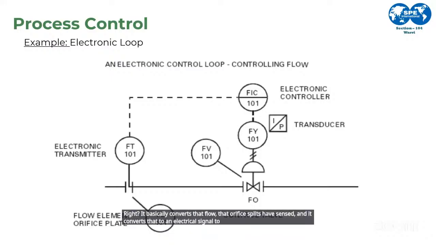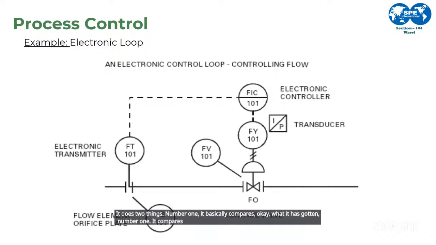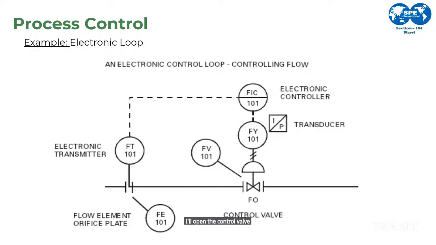Now, when the signal goes to the electronic controller, which is the comparing element, it does two things. Number one, it compares what it has gotten against a set point. Have we gotten to the set point? No, I will do nothing. Have we gotten to the set point? Yes. Okay, I will open the control valve more, or I will close the control valve, right?